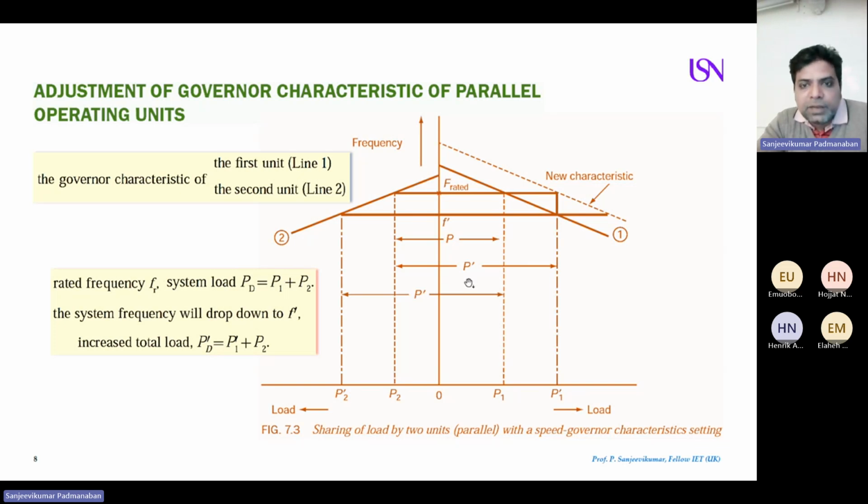And if you look at the frequency for the first operating condition at 25%, you are very near to the rated speed. Both the lines are synchronized. For the second condition, the frequency drops to f dash. Any doubt?